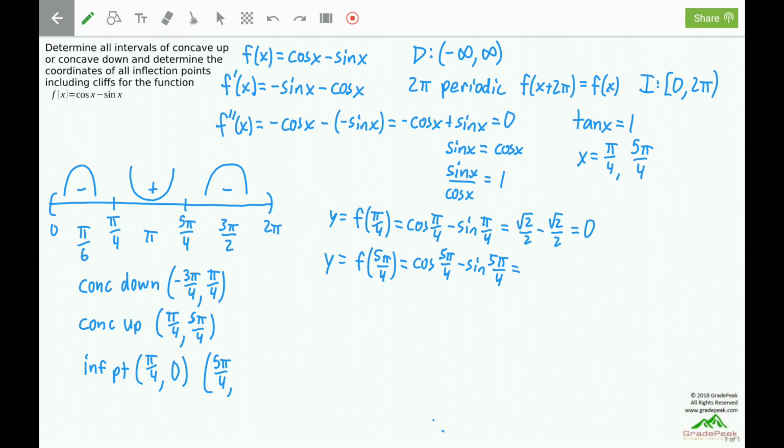5 pi over 4 is in the third quadrant, and it's the pi over 4 equivalent, so sine and cosine will both be negative, and they will have the same value as they would at pi over 4, so they will both be square root of 2 over 2, but negative. So negative square root of 2 over 2 minus a negative square root of 2 over 2. The double negative becomes positive. And once again, we have the same values but opposite sign combining together, so it'll equal 0. And it has a corresponding y-coordinate of 0.